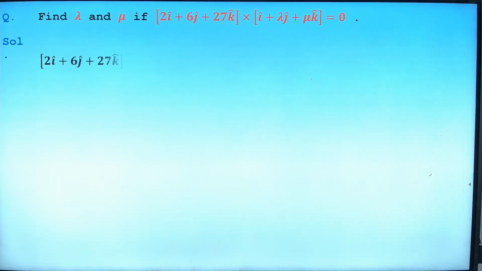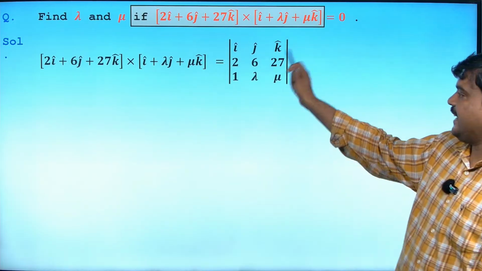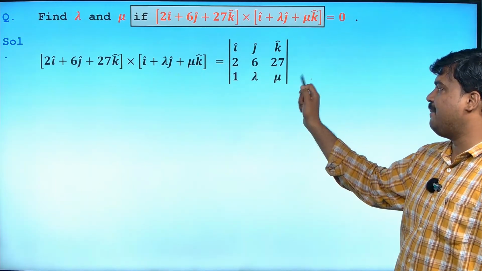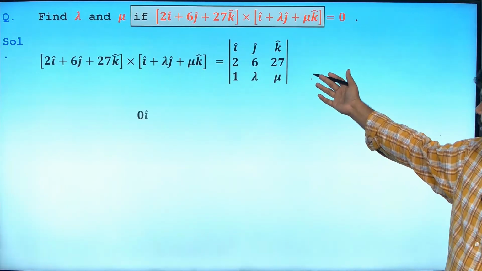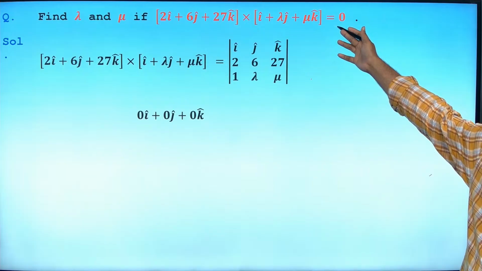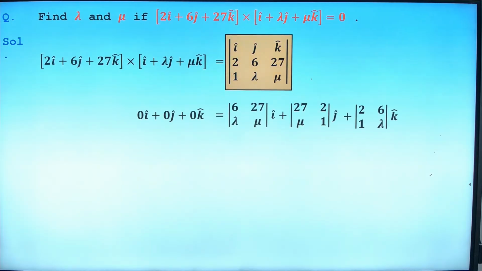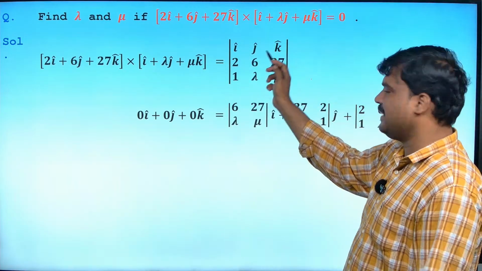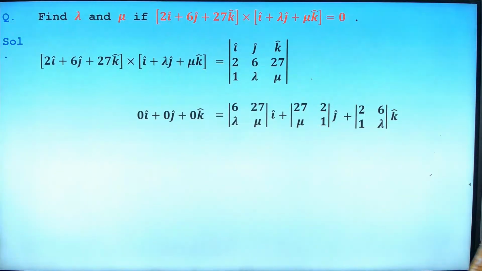Okay, so what are we going to do? They have given the cross product. I'm just going to multiply, or I'll write like this: i j k, 2 6 27, 1 lambda mu is equal to 0. Why? Because the answer is 0. What does 0 mean? I'll get 0i plus 0j plus 0k. Now I will equate like this. I hope you know how to take determinants, correct? Plus minus plus, I take 6 into mu, 27 into lambda, right?